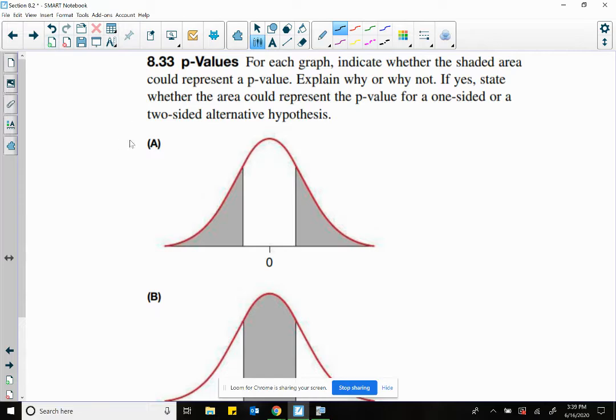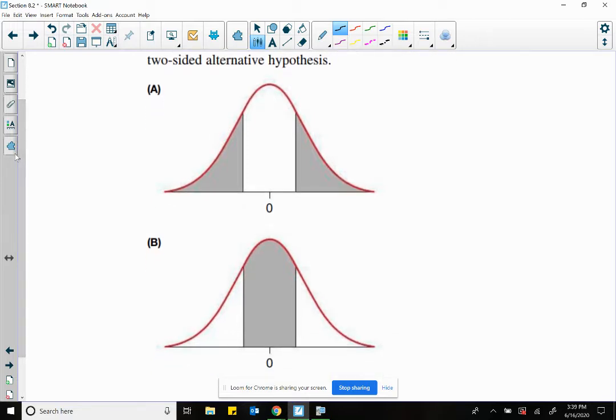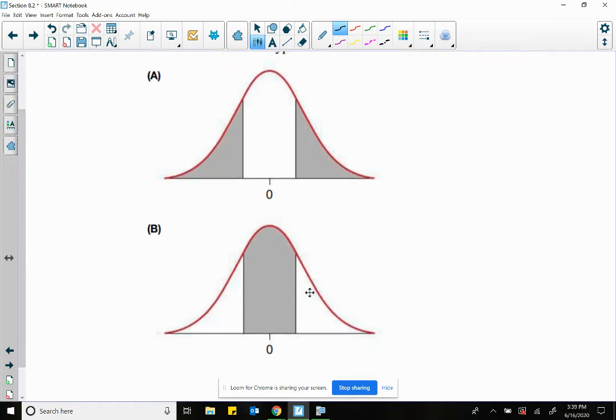Okay. So right here, we've got a couple questions. It says, for each graph, indicate whether the shaded area could represent a p-value. Explain why or why not. If yes, state whether the area could represent a p-value for a one side or a two side. So go ahead, pause the video and see what you think. Could this represent a p-value for us? Yes or no? If yes, tell me, is it a one side or a two side? And then repeat the same thing for this one. And go.